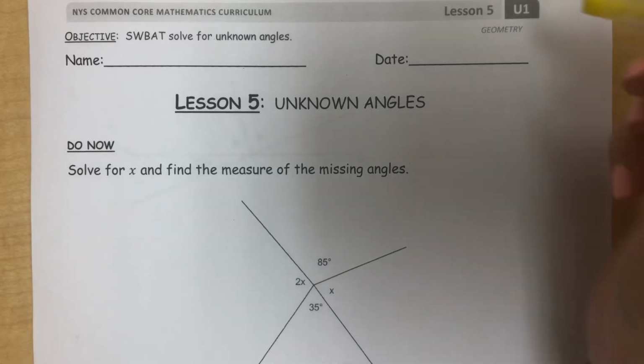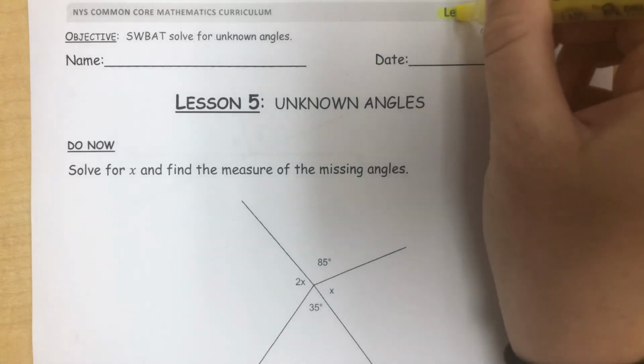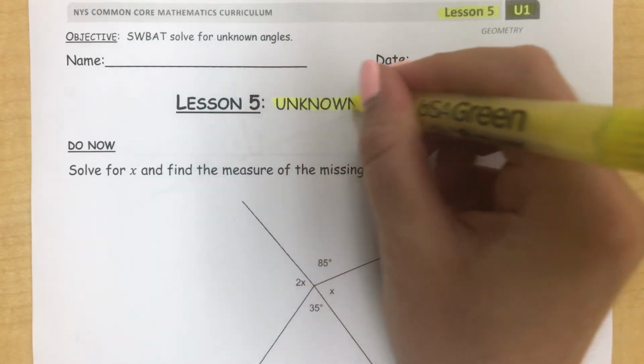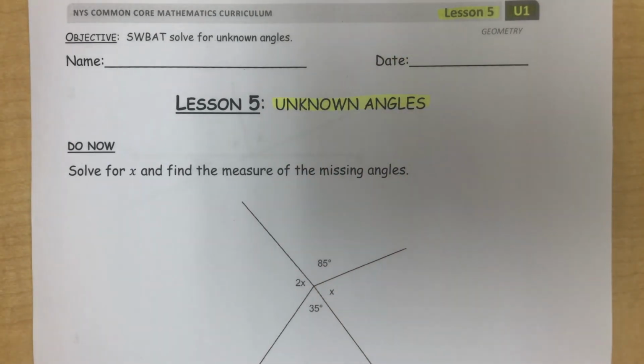Hey boys and girls, today we're going to be going over Unit 1, Lesson 5, which is unknown angles. As we look at the do now, it says solve for x and find the measure of the missing angles.